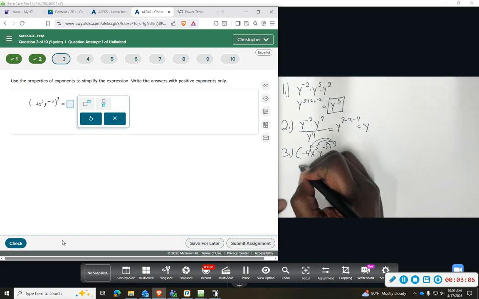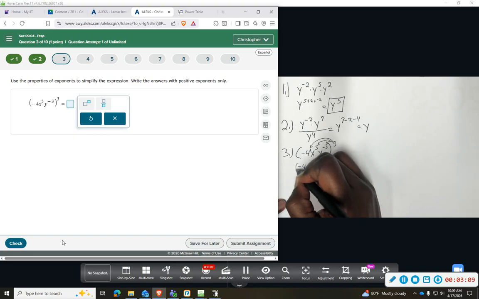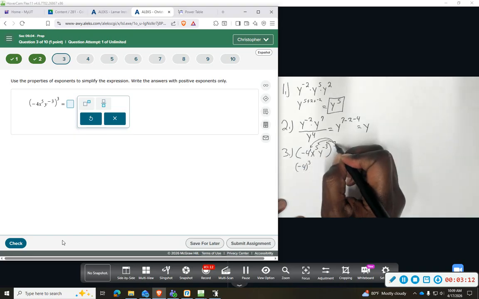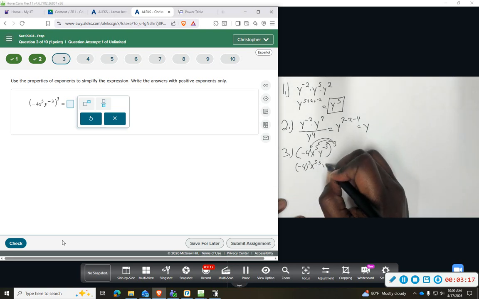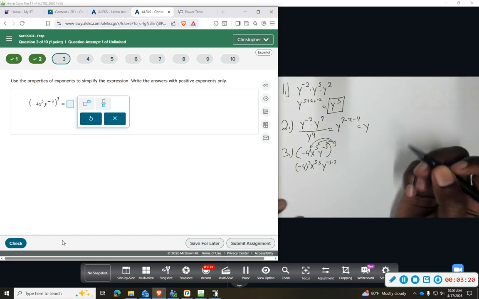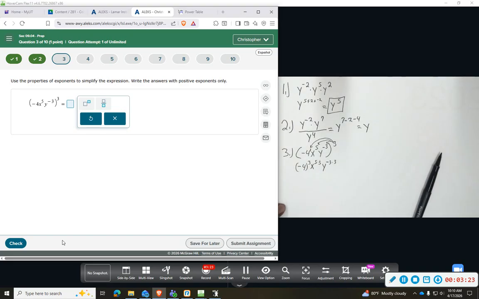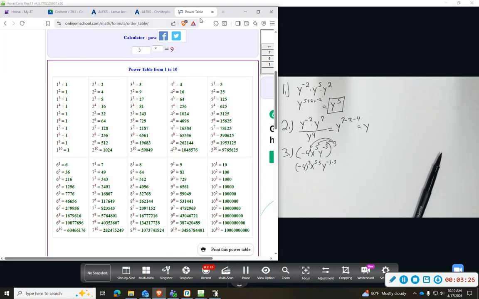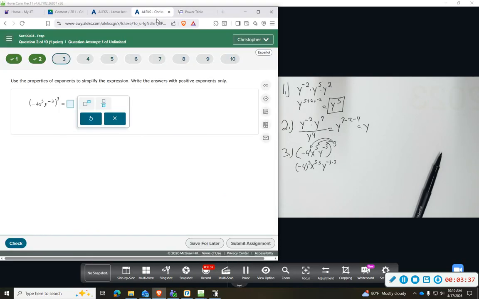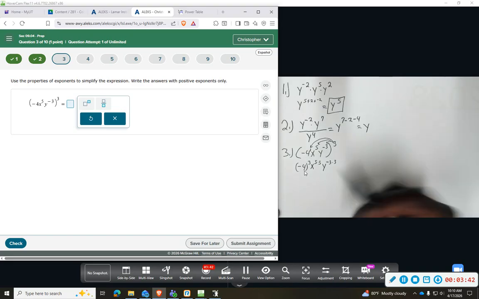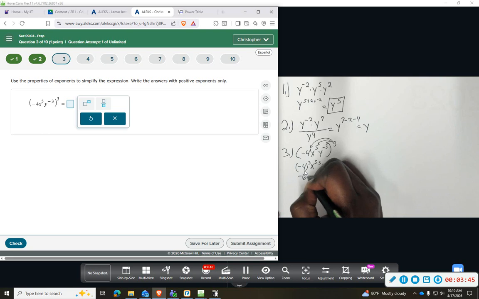So this is equal to negative 4 raised to the third, x to the 5 times 3, and then y to the negative 3 times 3. Now 4 to the third, I have the power table open. Remember, you can just Google search power table. And so we have 4 raised to the third power is 64. Now since it's odd, it's negative times a negative, which is positive, and then times a third negative, which is going to make it negative again. So this will give us a negative 64.